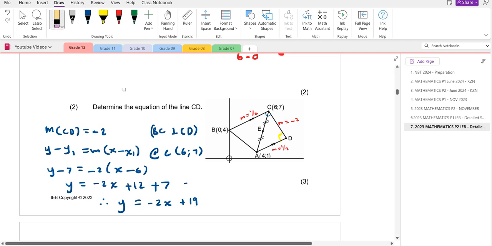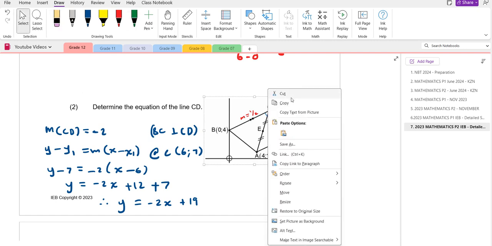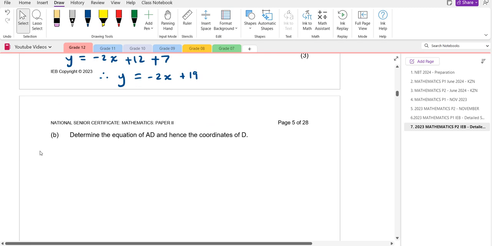I hope you guys are understanding. Let's move on to the next question. Alright, so I will take the same diagram and copy. Move on to the next one. Determine the equation of AD.